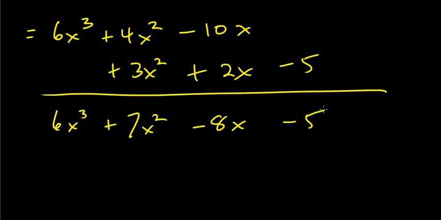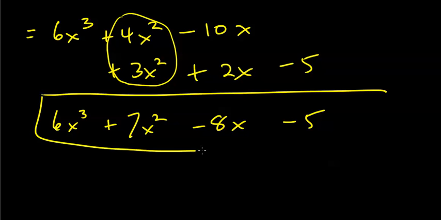Alright, 6x cubed doesn't combine with anything. 4x squared plus 3x squared is 7x squared. Minus 10x plus 2x is minus 8x. And minus 5, of course, stands alone. So there's my result for this binomial times trinomial product: 6x cubed plus 7x squared minus 8x minus 5. The result is a degree 3, 4-term polynomial.